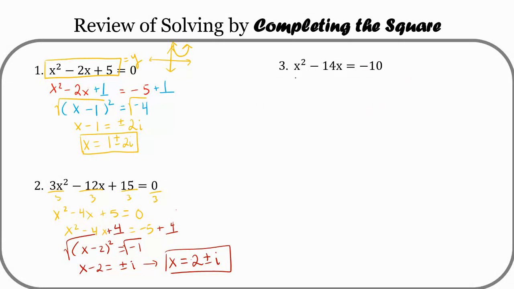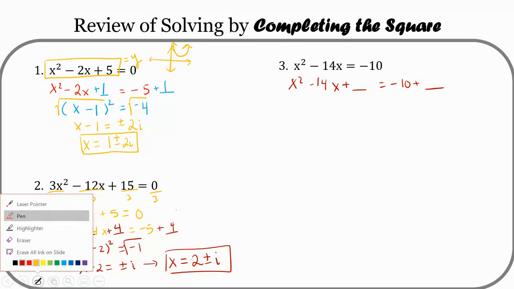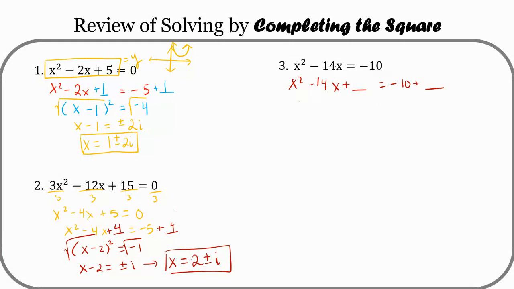Okay, so this one's already moved over there. So now I just have x squared minus 14x plus something equals negative 10 plus something. Remember, it's always adding there, because if you square a number, it's positive. It's going to be a real number. So this would have to be x minus 7 squared. So this would be 49, and this would be 49. Equals, what is that, 39.